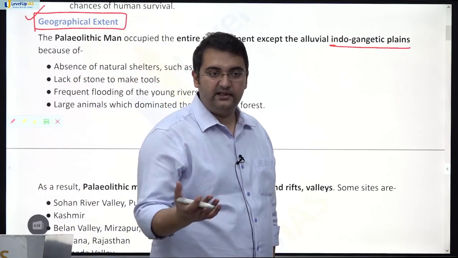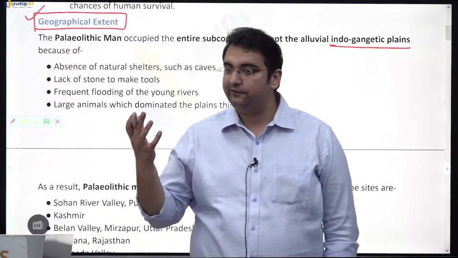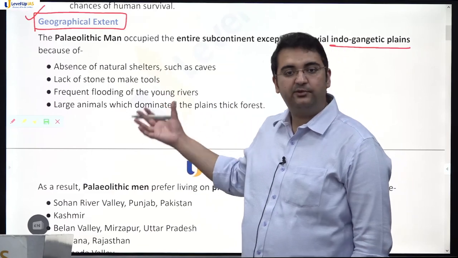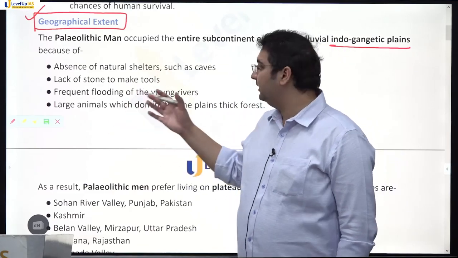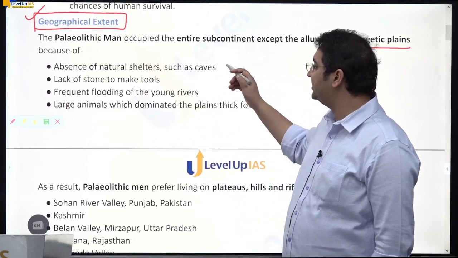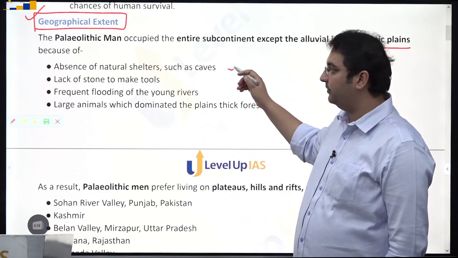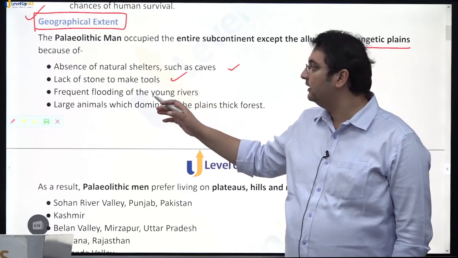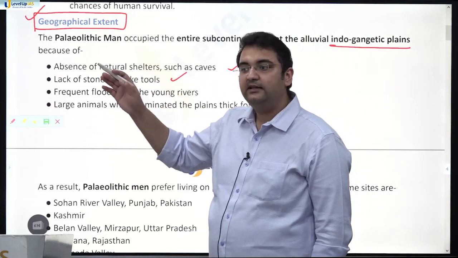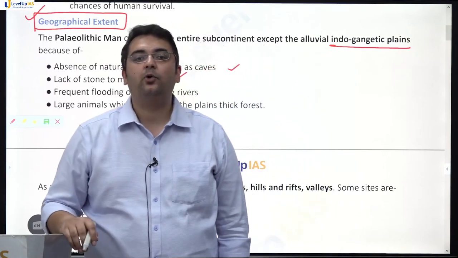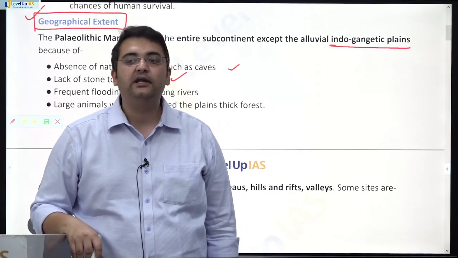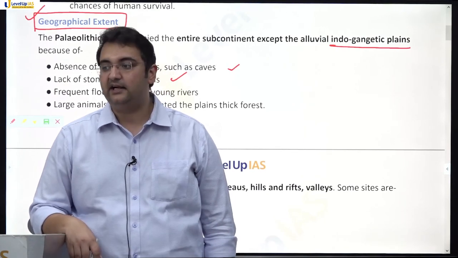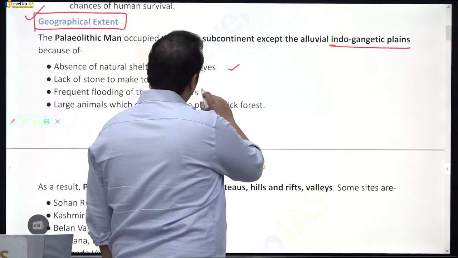For their survival, they would need a regular supply of stones, large quartzite stone. And alluvial plains mein will you get very large stones? Nahi milega. Absence of natural shelters, again, not present. Lack of stone to make tools, also a problem. Then, back then, the northern rivers were still quite young, prone to frequent flooding. They were quite large and violent. That is why they would be avoided.